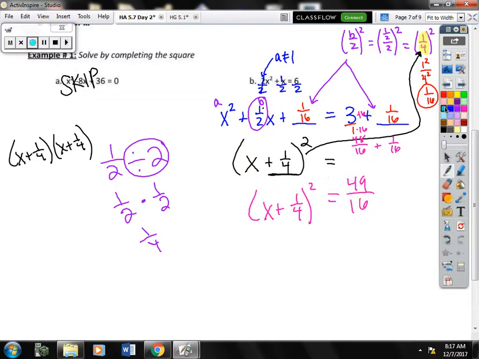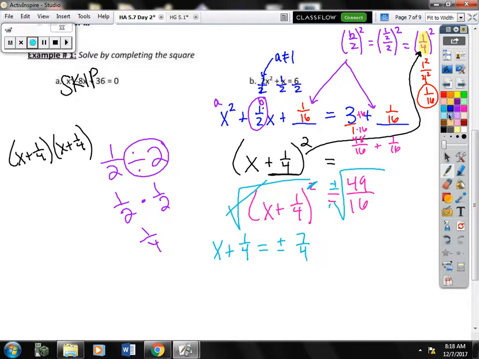And then we would solve by square rooting and inserting our plus or minus right when we do that. So square and square root undo one another. Now each of these is a perfect square, right? 7 and 4. So no rationalizing, no simplifying radicals needed, just take your square roots.